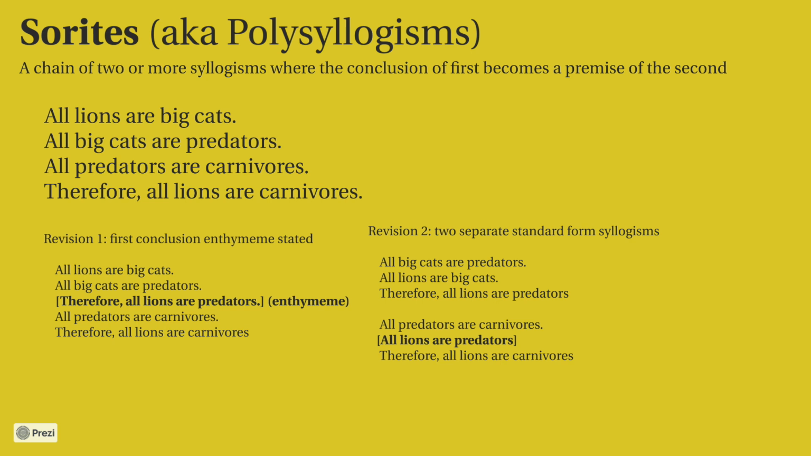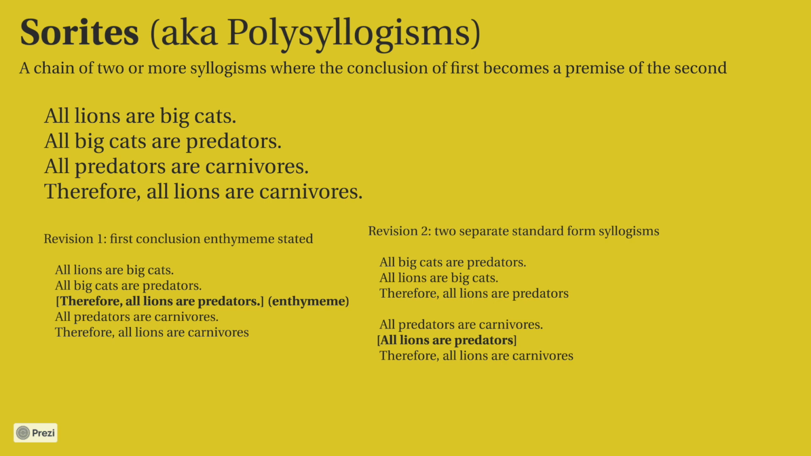All predators are carnivores. Therefore, all lions are carnivores. So we need to revise this argument so that we see it in a form that we can work with. And that form needs to clearly show each syllogism embedded within. So the first thing we should do is to look for the enthymeme.